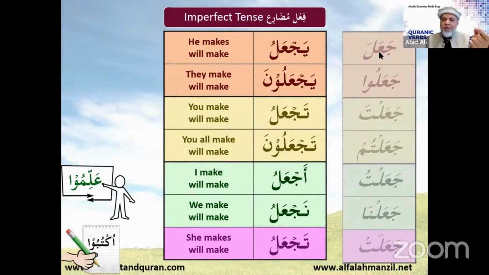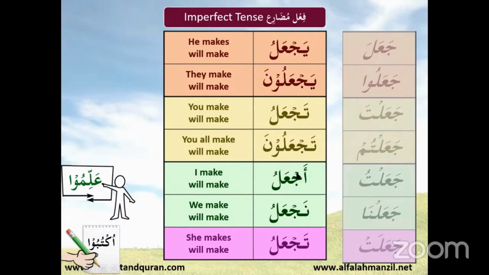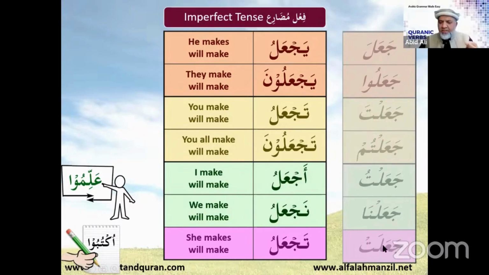So again, if you see it side by side: ja'ala yaj'alu, ja'alu yaj'aluna, ja'alta taj'alu, ja'altum taj'aluna, ja'altu aj'alu, ja'alna naj'alu, and ja'alat for feminine taj'alu. Because we know that for feminine, we also have the taj'alu variation.